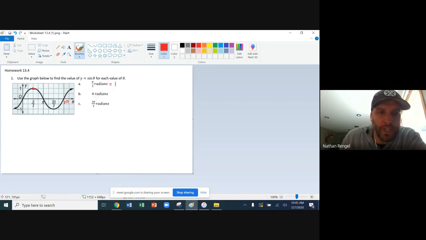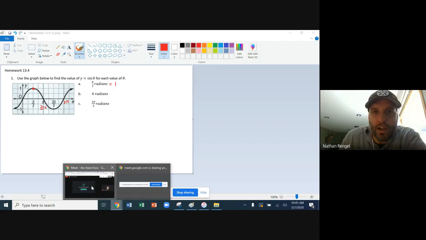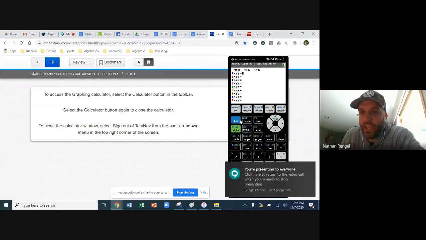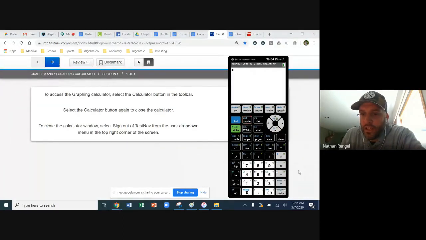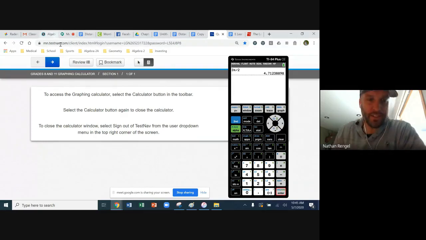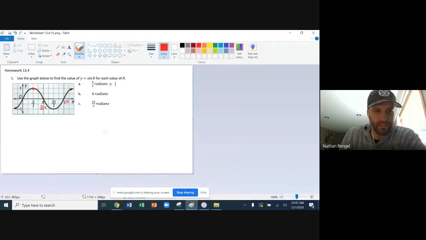4 radians. Now, 4 radians is not one of these intervals, but I can use that pi is roughly 3.14. That's roughly what it is, and that's kind of what we can use to estimate pi. And then 3 pi over 2, I could grab my calculator and take 3 pi divided by 2, convert that to a decimal. That's about 4.7. So 4.7 is roughly about where 3 pi over 2 is.